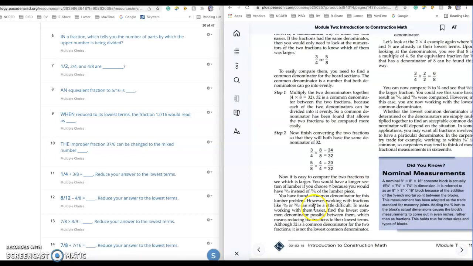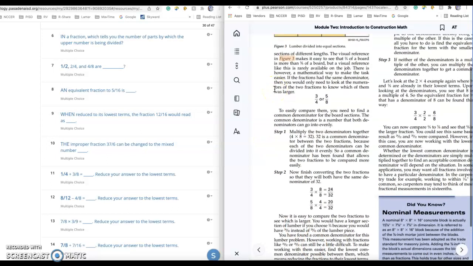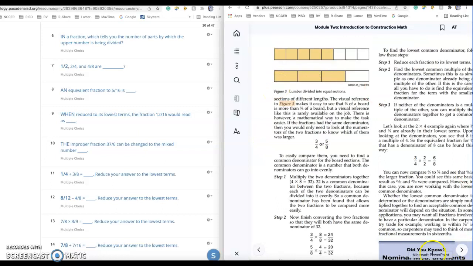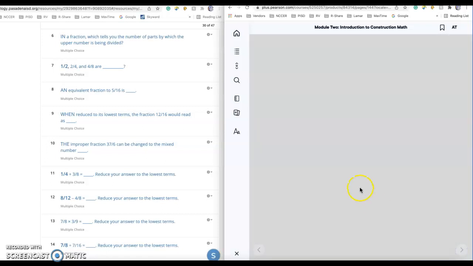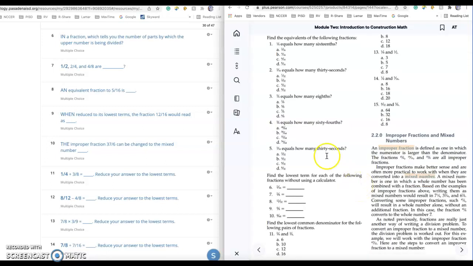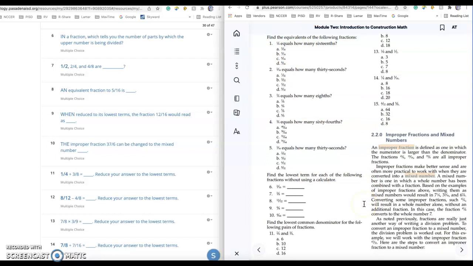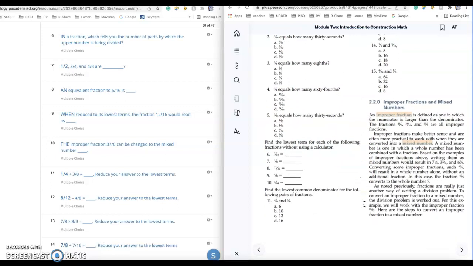Nominal measurements. We're going to continue on. These are all things that you guys have already done before. Find the equivalence of these fractions. There's some multiple choice. We'll have some worksheets to practice this. We'll do some in class, and you'll practice most of it on your own.